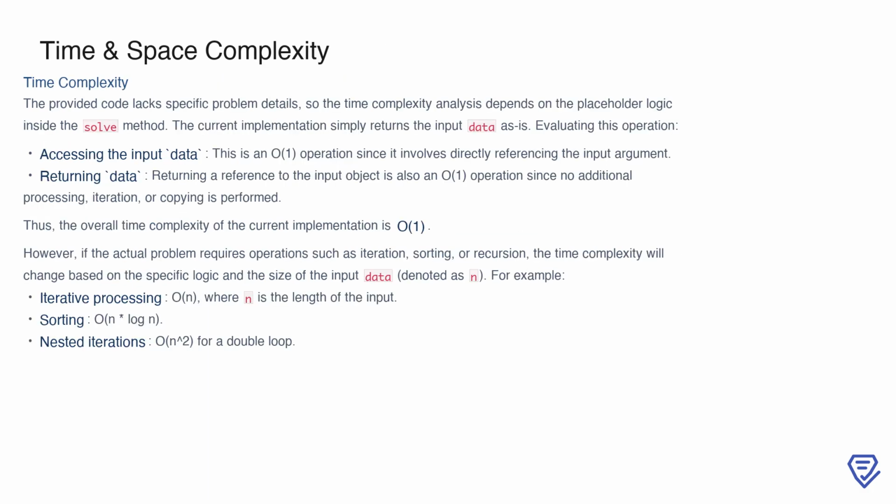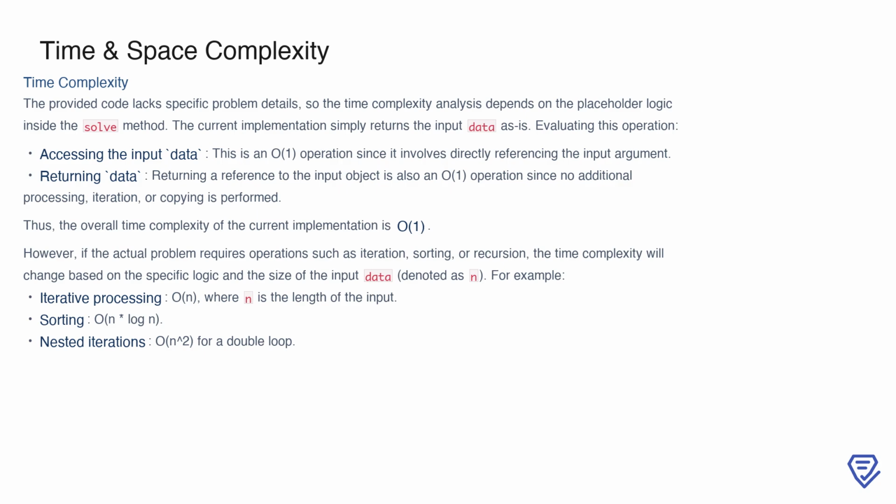In this section, we start by analyzing the time complexity of the given code. The implementation is quite simple. It involves directly returning the input data without any additional operations. Accessing the input data is an O(1) operation since it only involves referencing the argument passed to the method. Similarly, returning the data as is also O(1), because no extra processing, iteration, or copying is performed. Therefore, the overall time complexity for this implementation is O(1), which is constant time.